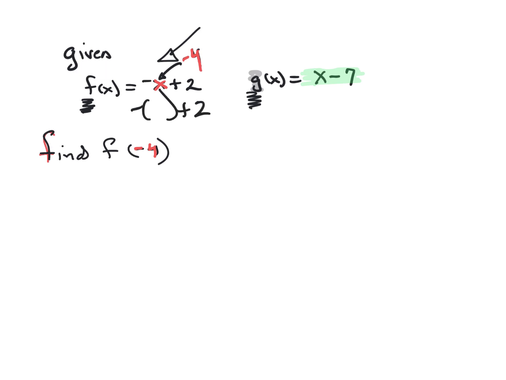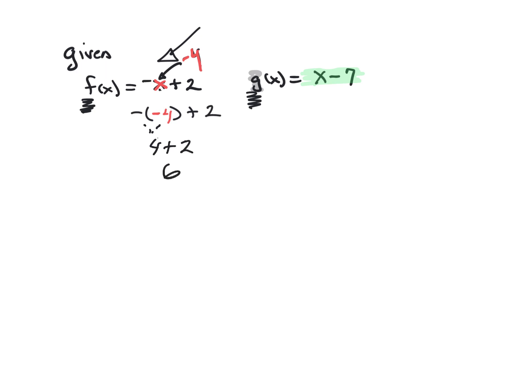Sorry, it's a little sloppy. Let me go back and rewrite this a little bit better. Notice how I'm putting parentheses where the x used to be, and I'm putting negative 4 there. I'll erase this, it's in the way. And then it's just order of operations. What's a negative times a negative? Isn't that a positive 4? And isn't 4 plus 2, 6?